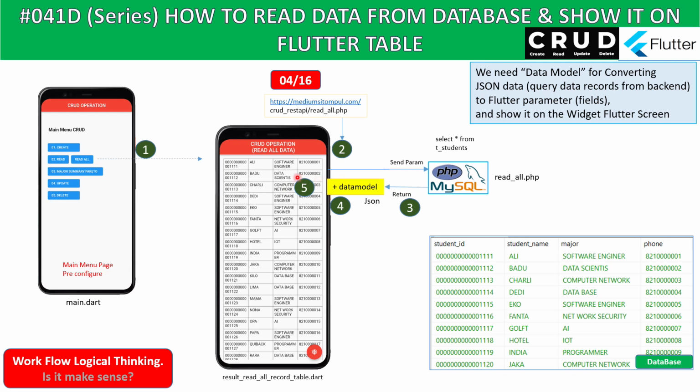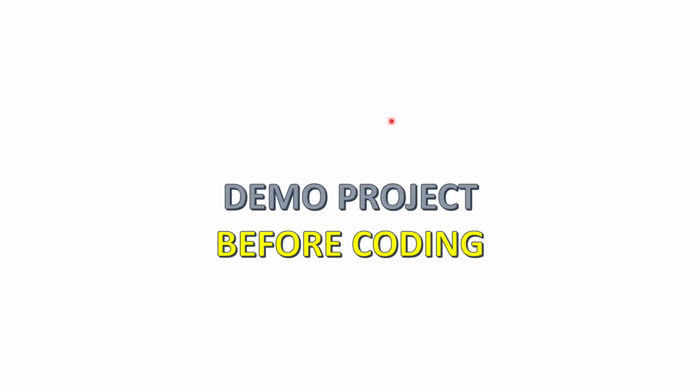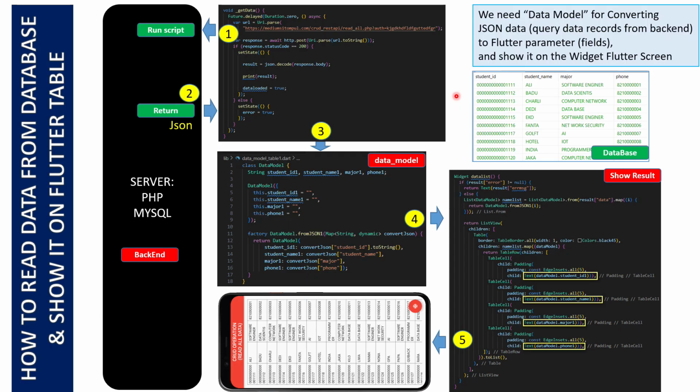Okay, before we show the table, we must convert this JSON data by using data model. Okay, after that, we can show the result on the screen. Okay, next, we have a demo, and next, this is more detail.